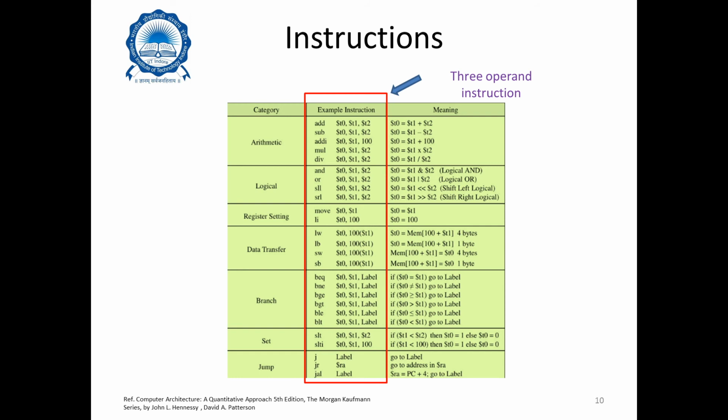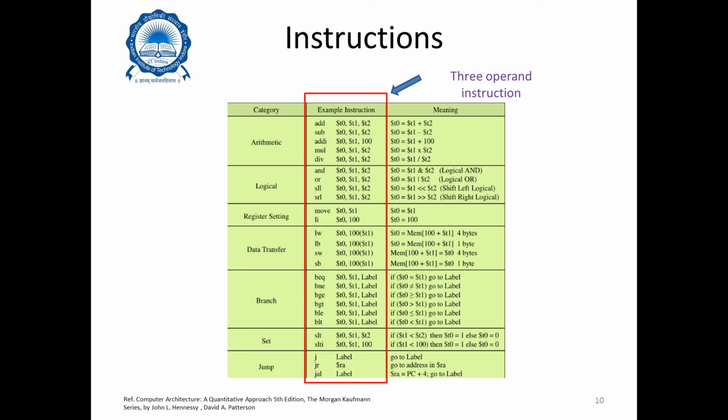Okay, now let's move to the next type, which is branching. In branching, we also have different types. One is BEQ, $T0, $T1, and then a label where we want to shift the control to. BEQ stands for branch on equal. We will do the branching only if the content of $T0 and $T1 are equal, then we'll go to the label. BNE stands for branch on not equal, so if the content of $T0 and $T1 are not equal, then we go to the label.